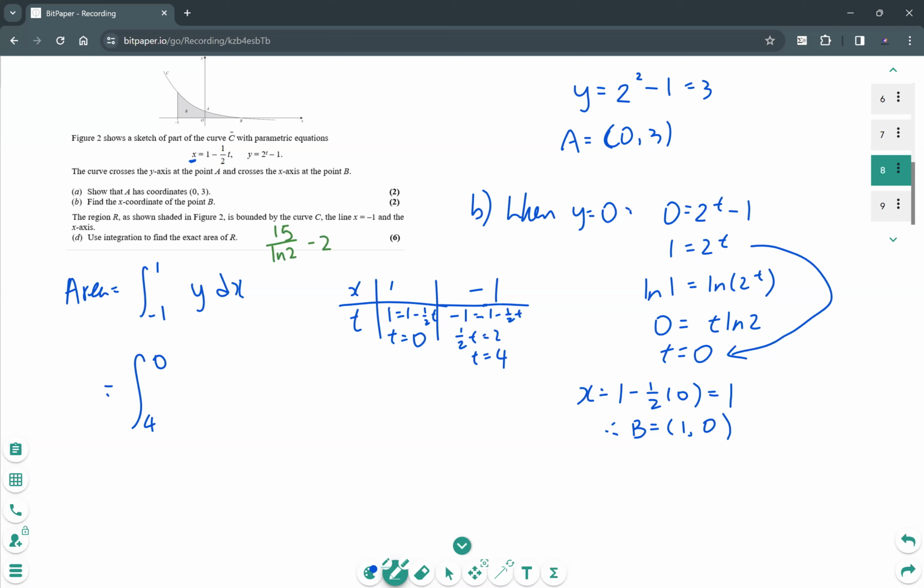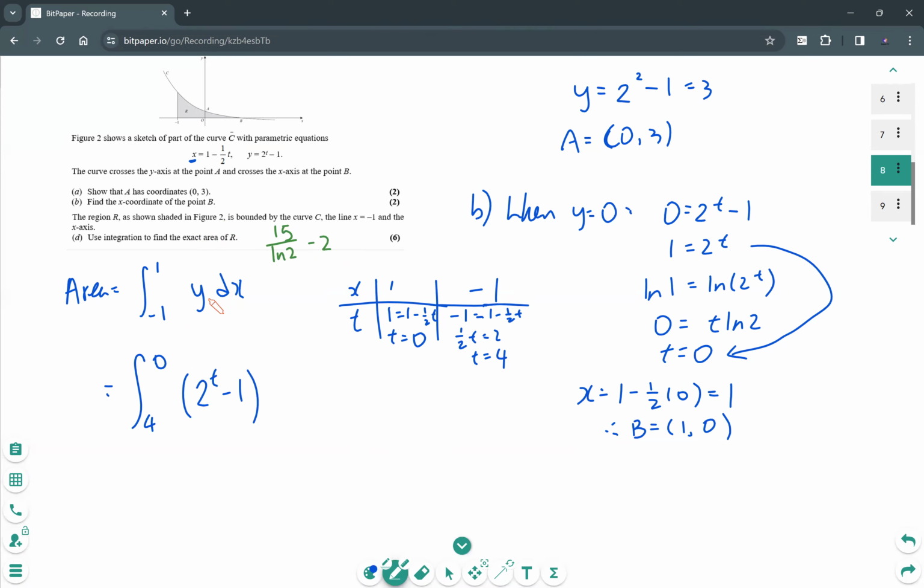Okay, now, if you put 4, 0, you will get a negative answer. You could probably get 2 minus 50 over ln 2, which is wrong because you need the opposite way around. Try it on a calculator: 2 minus 50 over ln 2 will give you a negative answer, but area should be positive. Anyway, y. So what's y? Y is 2 to the power of t minus 1.